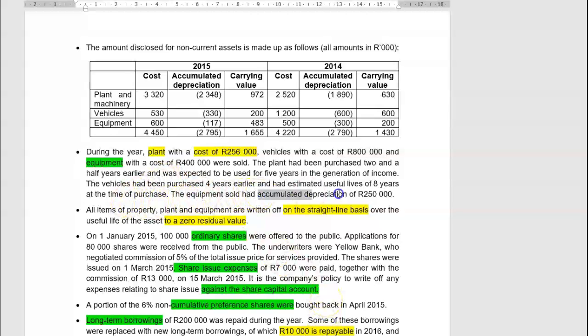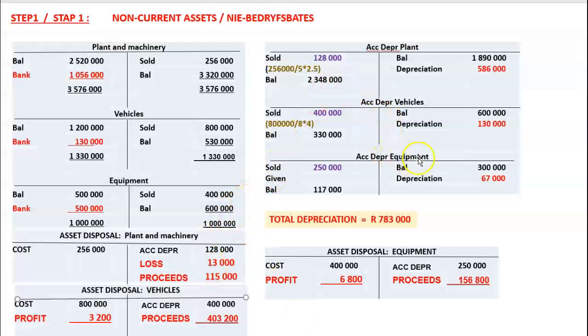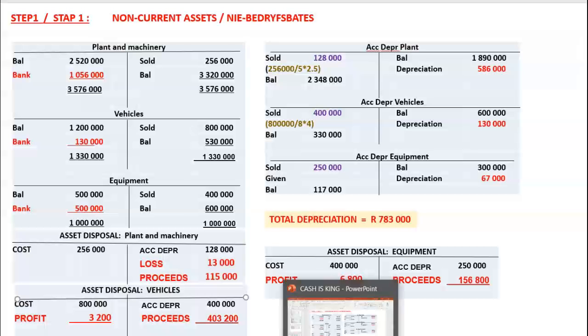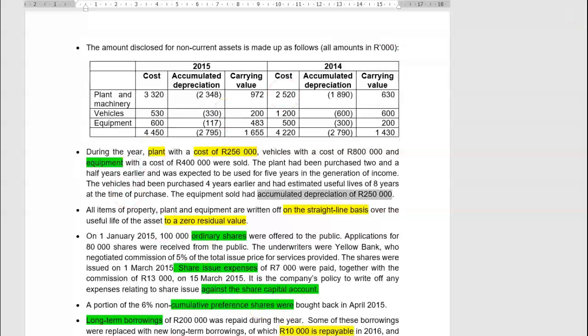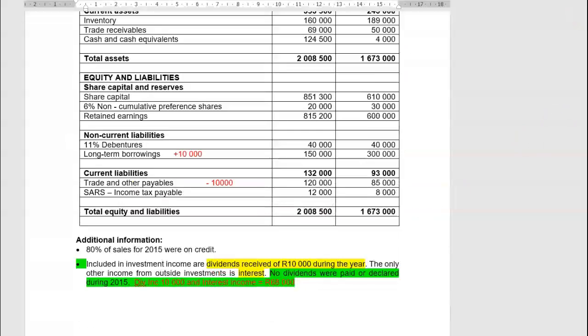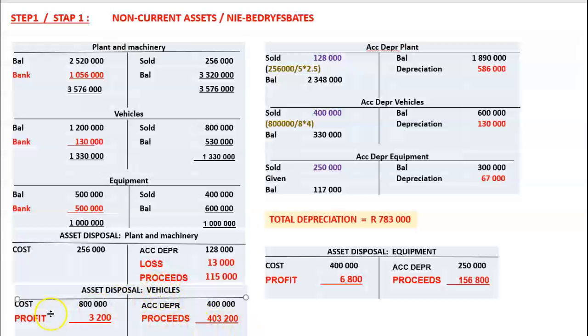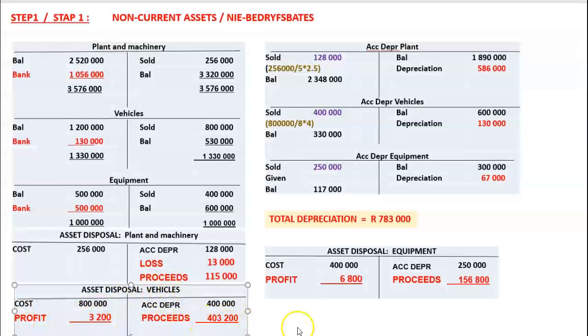The equipment sold had an accumulated depreciation of 250,000, so that's easy enough. Accumulated depreciation on equipment, 250,000, drop down to the asset disposal account on equipment, 250,000. Now in the question they have told us somewhere what is included in, there was a profit on the disposal of the vehicle of 3,200 rand. So in the asset disposal account, vehicles, profit 3,200. So the proceeds was 403,200.